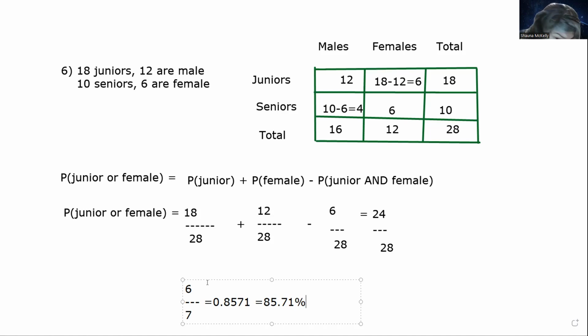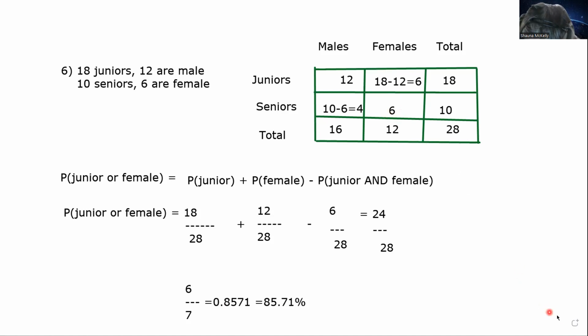Now, the next part of this question deals with the same table, but it asks us a different question. It asks us for senior or female. Again, I think you can see that we have an overlap. Seniors are this row, 10. Females are this column here. And this time we overlap with this 6 in the middle right here, the seniors who are female.